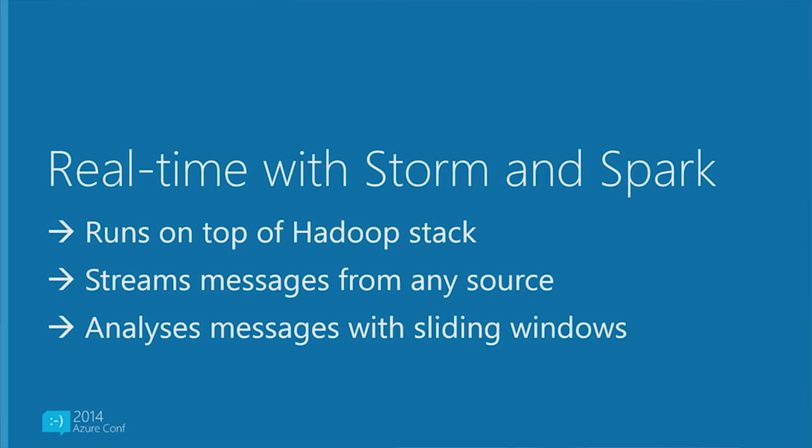So we're going to be discussing a couple of next-generation frameworks. One of them is Storm and one of them is Spark. They're both capable of doing real-time analysis over sliding windows of data. They can both run on top of the Hadoop stack. They can both stream messages from any source, and by any source, we don't necessarily just mean message systems. It can be things like Twitter as well. And we can analyze these messages with sliding windows. So let's consider Storm.